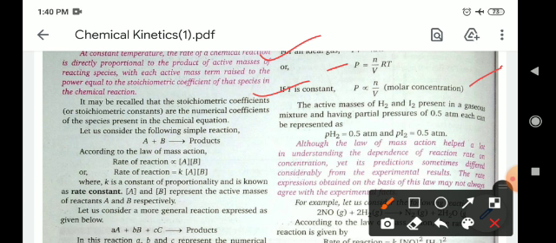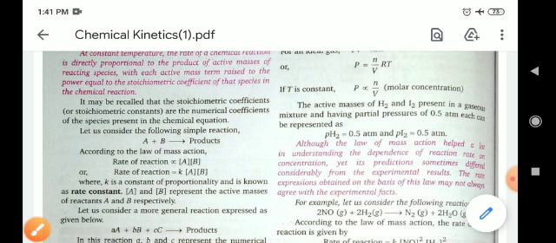So the active mass of H2 and I2 present in the gaseous mixture and having partial pressures of 0.5 atmosphere each can be expressed as follows. Pressure for hydrogen gas equals 0.5 and pressure for iodine gas will be equal to 0.5.